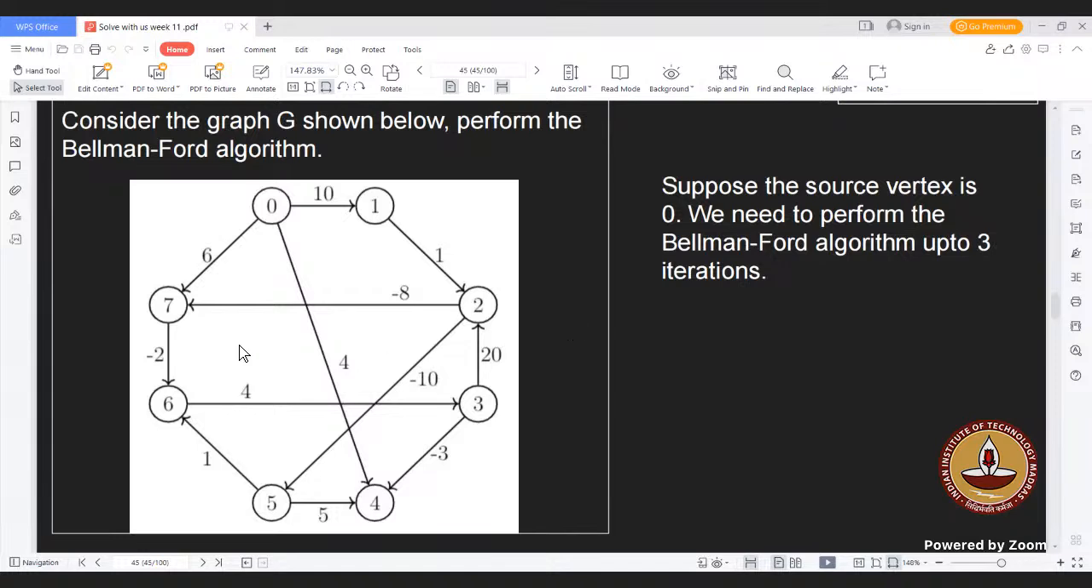The question will be to solve it till how many iterations? How many iterations are possible in this case? Like how many should we do? Can someone unmute and tell me? How many total vertices are there? 8 vertices. So we go till n minus 1, so 7 times we have to do the iteration. I'll show you how to do the first 3, and then you can proceed further.